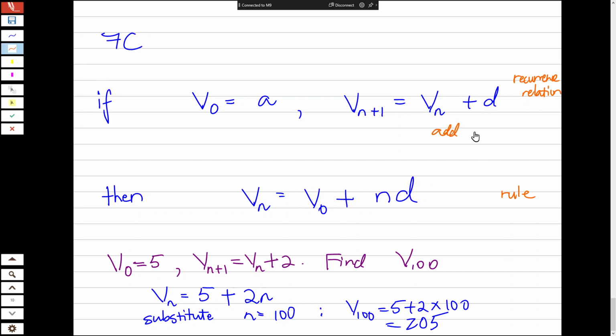This means add d. This means add d n times, or multiply n by d. Okay? That's the only thing that's new in 7c. And then you combine that with the applications in 7b. So tomorrow, I'll go over this again, and we will do the same thing, except instead of adding, we'll multiply at the end here. And that will be a geometric sequence leading into compound interest.